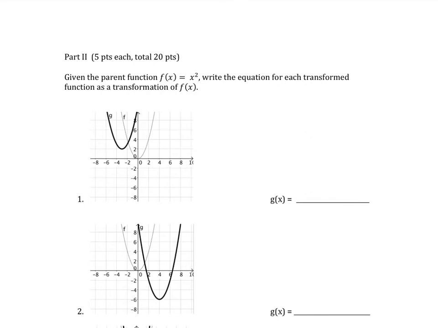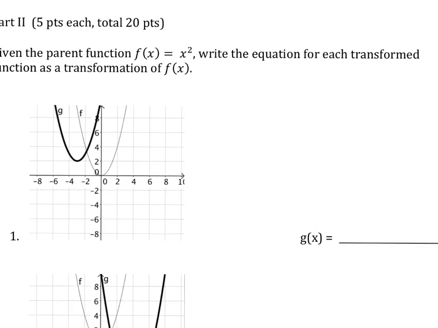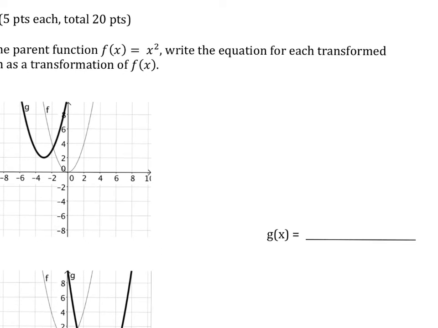So the curve in bold is the transformation. There's a light function drawn in there, which is the parent function. So it's really just a matter of looking at how this function moved from one place to another on this graph. And so this one has moved to the left by 3 units, and it's moved up by 2 units.